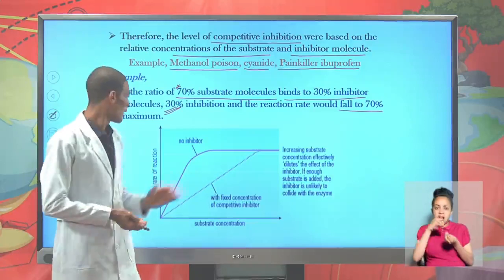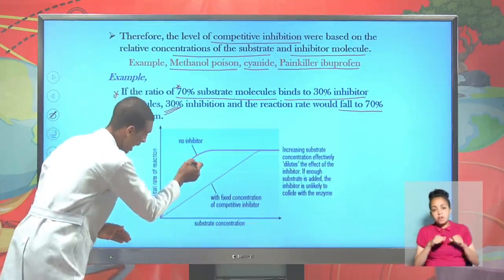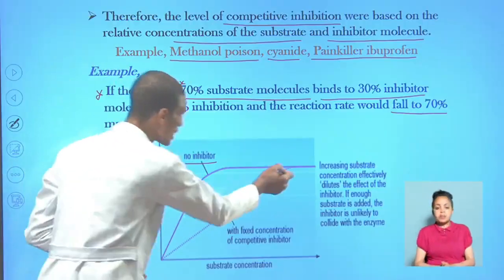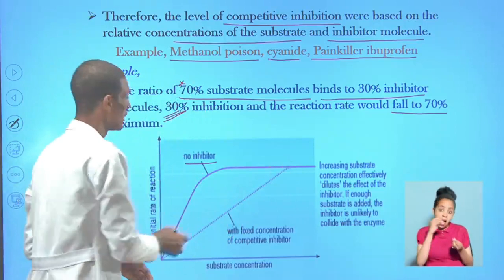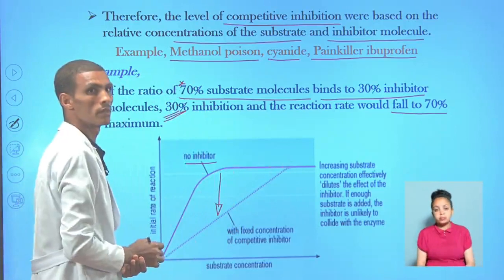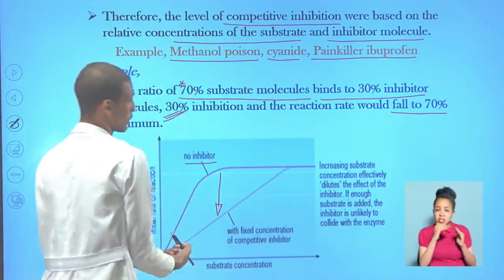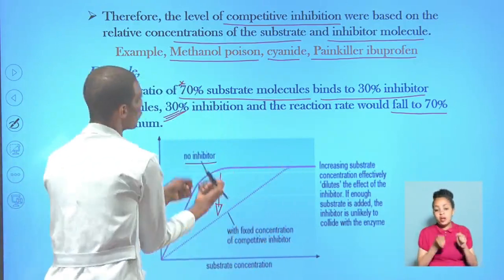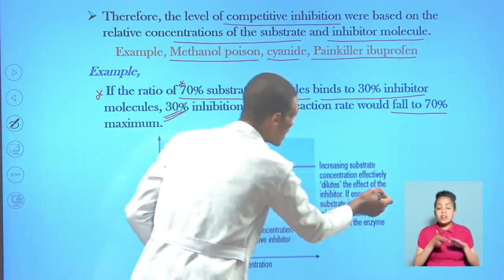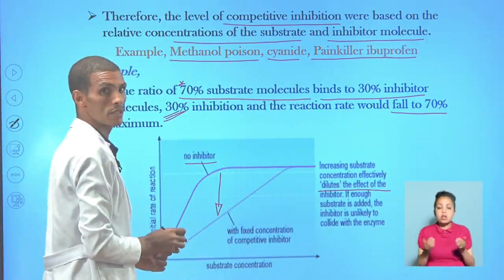Let's see this diagram together, student. The reaction can proceed at a high rate here. There is no inhibitor. If a certain concentration of inhibitor is added, the rate drops here. The rate is dropping to here. So, if we add a certain concentration of substrate to this reduced rate of reaction, we can get back to the original catalytic activity. The effect of a competitive reversible inhibitor can be diluted by adding enough concentration of substrate.